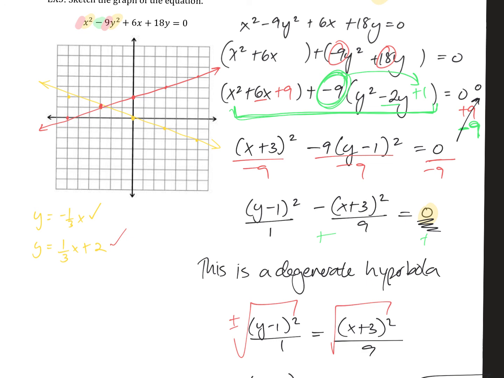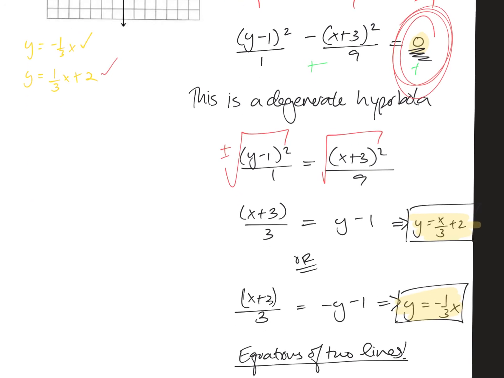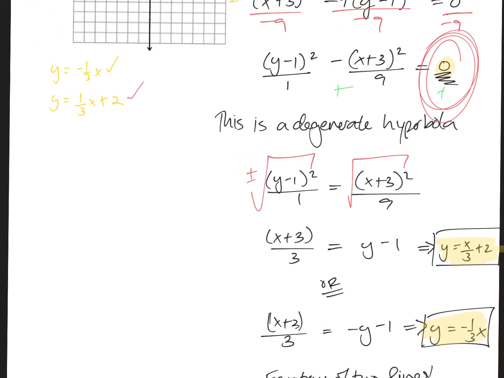It was a degenerate hyperbola. How did I know that? It equaled 0. So what did I do? I continued to solve for y to find the equations of two lines.